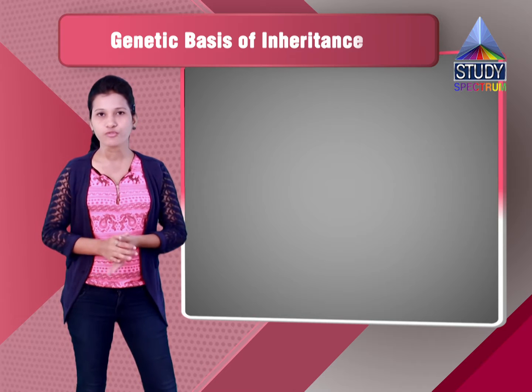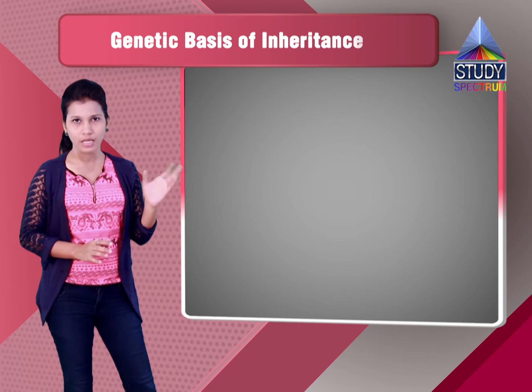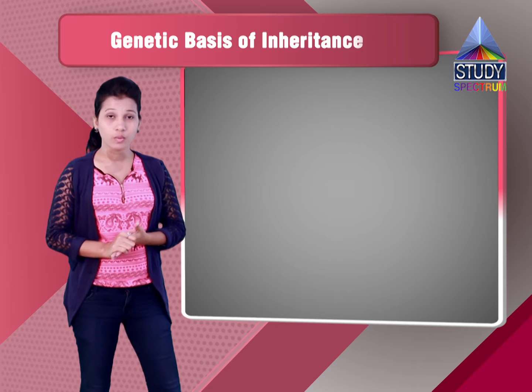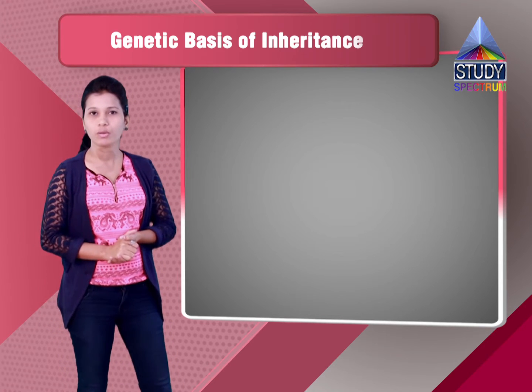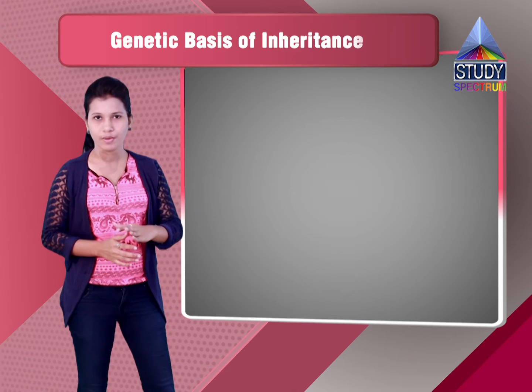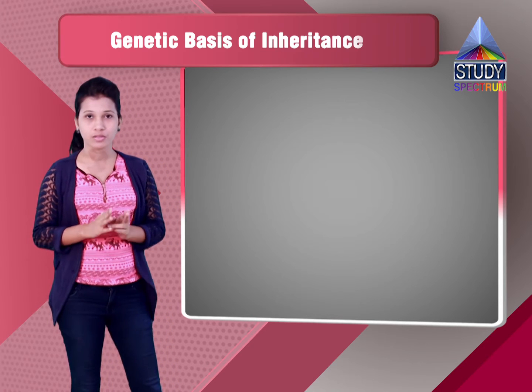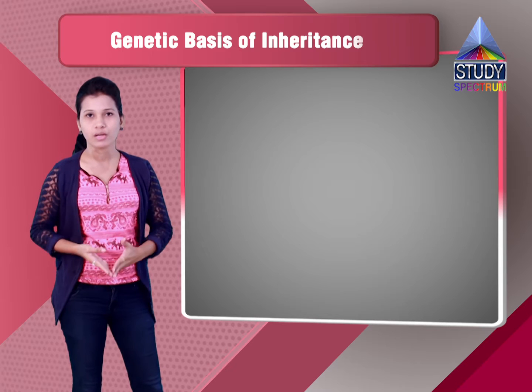Again, the genotypes: the red color will have capital R, the white color will have capital W, and the roan color will have capital R and capital W. So both the genes are expressed in the roan color, capital R and capital W.